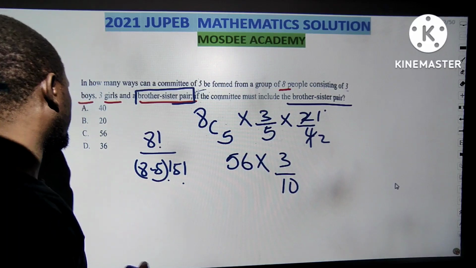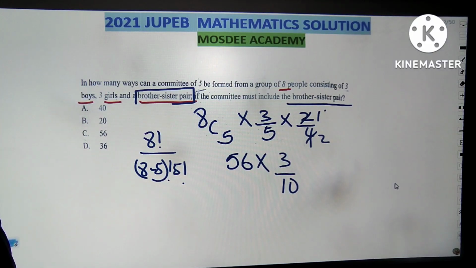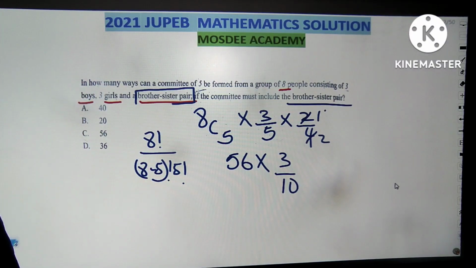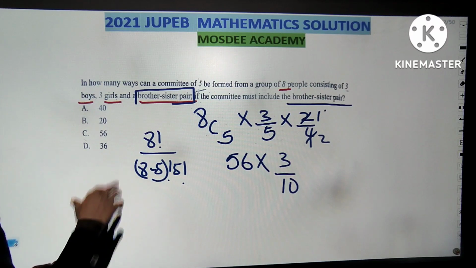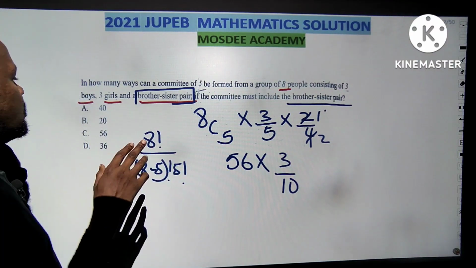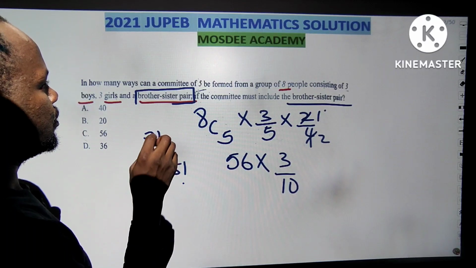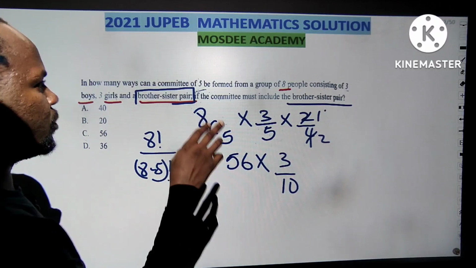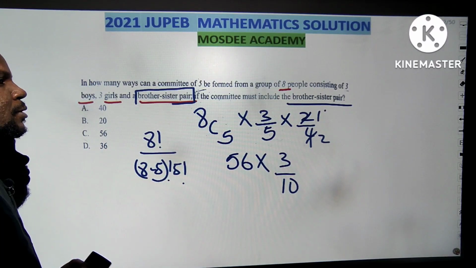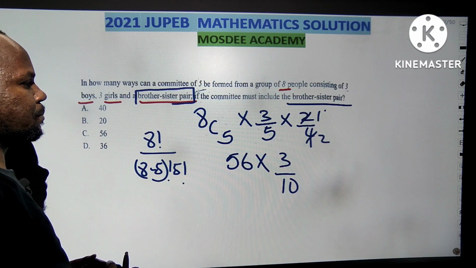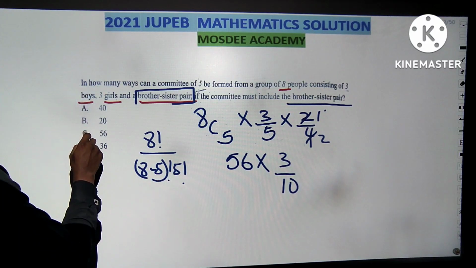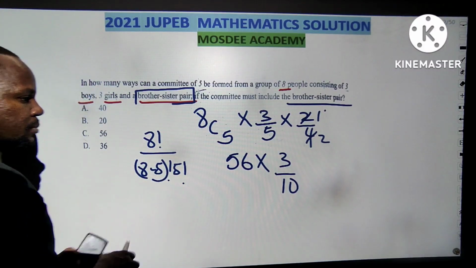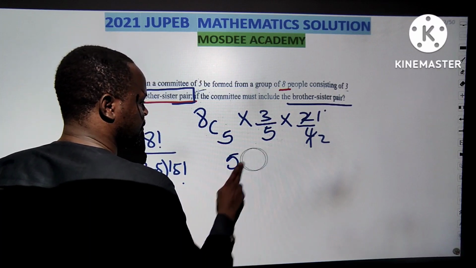So guys, I think I'm going to leave this because I don't know why this is not coming up. But there should be an answer here. Let me do it one more time to know if I'm the one that is not getting this or if it's from them. How many ways can a committee of 5 be chosen from 8 people? That's 8 choose 5, consisting of 3 boys and 3 girls and a brother and sister pair. Definitely the answer is not 56. We need to keep that at the back of our mind. The answer should be less than 56.